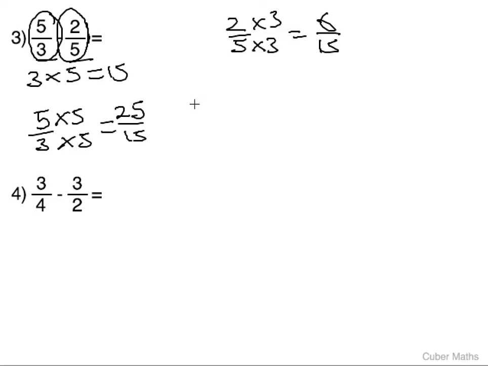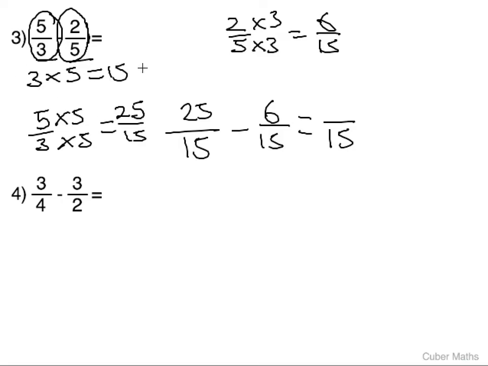Now we can simply subtract them. So we can do 25 over 15 take away 6 over 15. Which gives us, obviously, 15 on the bottom, because we established that common denominator here at the first step. So all we do is 25 take away 6, which gives us 19. So the answer to 5 over 3 take away 2 over 5 is 19 over 15.